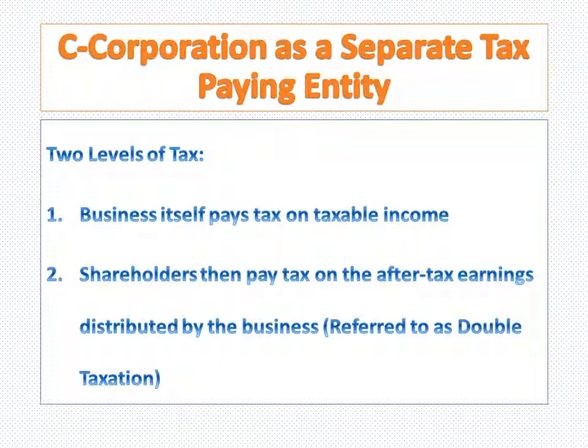As a separate tax-paying entity, a corporation is going to incur taxes on 2 levels. First, the business itself is going to pay taxes on its share of taxable income. At the second level, shareholders are going to have to pay taxes on the after-tax earnings distributed by the business. This is what I'm referring to when I say double taxation.